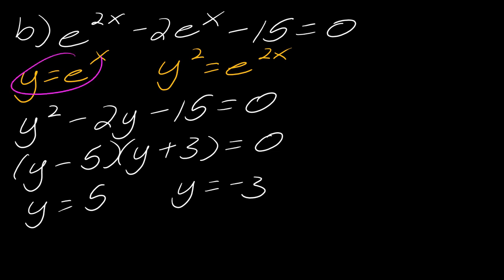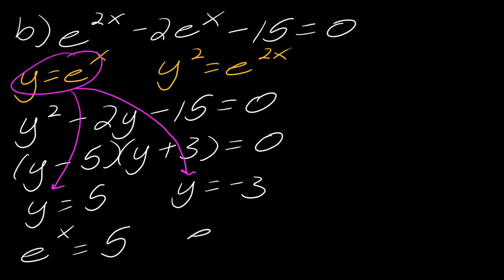So I have to replace y now with that original thing I made the replacement with. So this becomes now e to the x equals 5 and e to the x equals negative 3. And here, now we have to kind of use our noggins for a moment. All right. Think about how exponents work. Is there any value of e to the x? E is a positive number, right? Is there any value that I can raise it to where it will equal a negative number? No, I can't, right? This just can't happen.